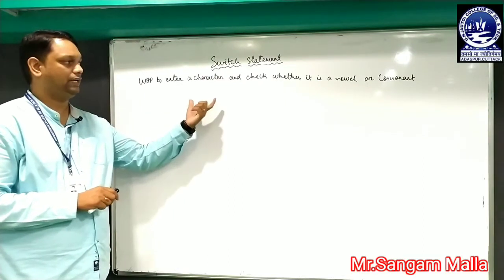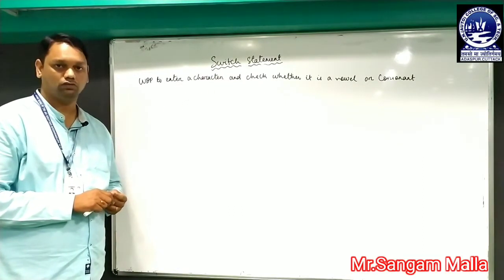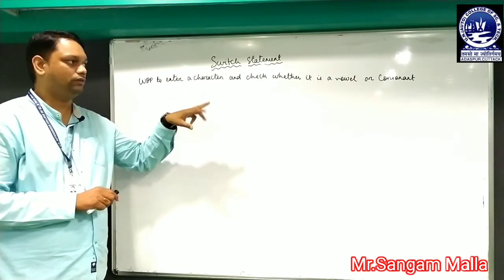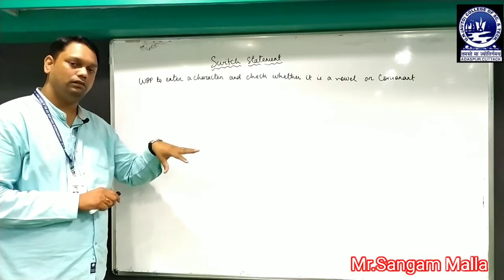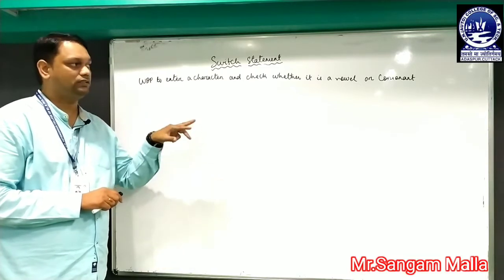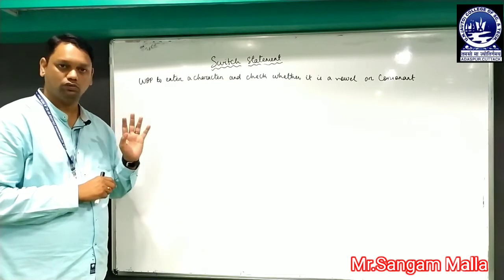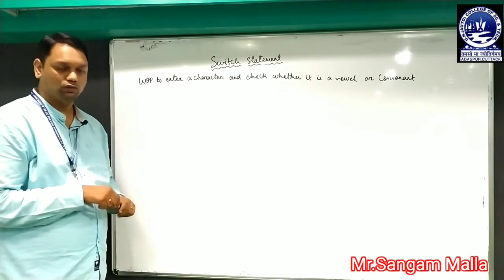We have to enter a character and check whether it is a vowel or consonant. So we will enter a character and check whether the character is A, E, I, O, U, then it will be considered a vowel. Other than vowels, all the rest are consonants. So how do we write it using the switch statement?